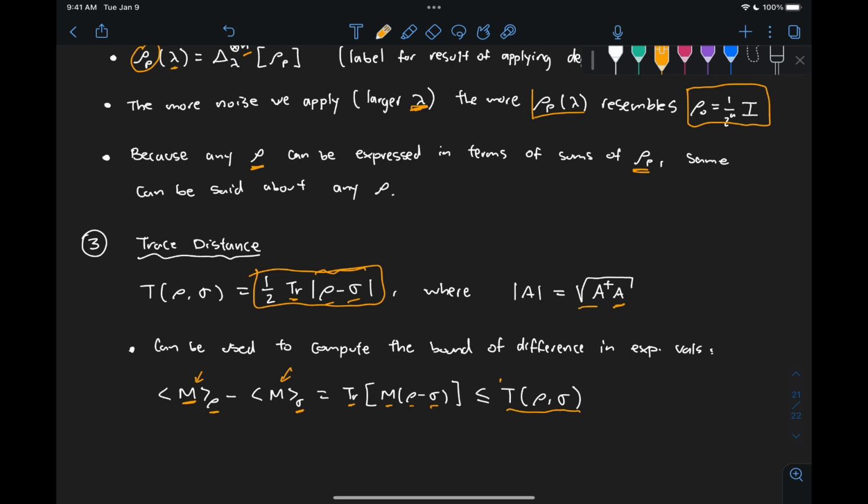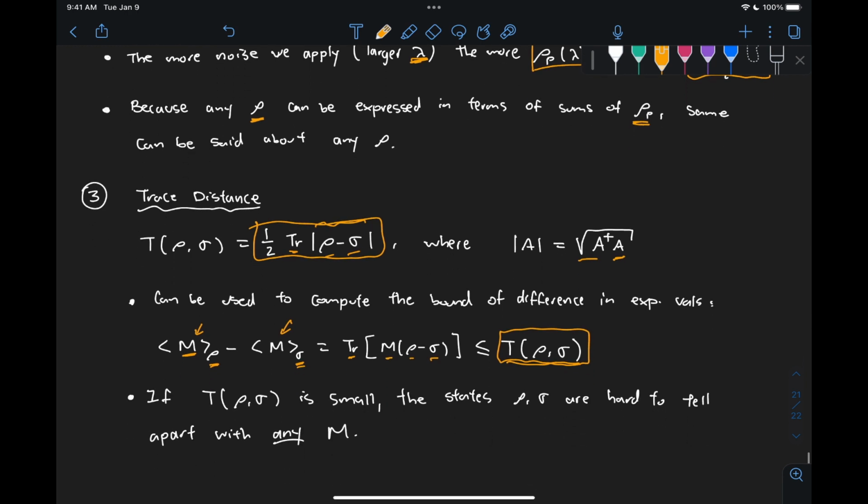So basically we can use this value to see how hard it is to tell apart the measurement between these two matrices. So it's a measure of how difficult it is for us to distinguish these two states from each other for any given measurement M.